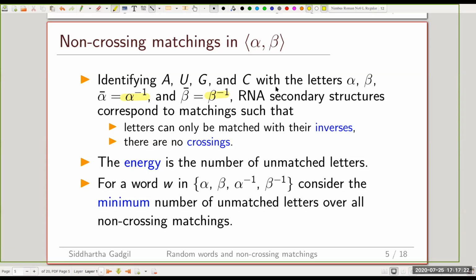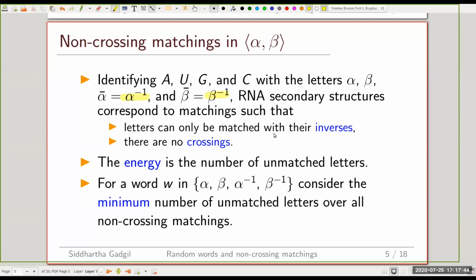But when we look at them as elements in the free group, which we will soon, you think of alpha cancelling with alpha inverse and beta cancelling with beta inverse. And let me remind you, in the free group, there is no other relation. So now things are very nice. It's not just that letters are matched with other letters, but specifically letters are only matched with their inverses and there are no crossings.